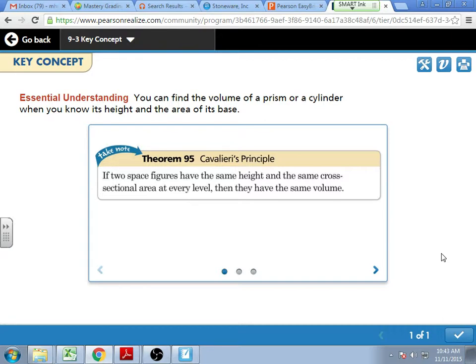So, this Cavalieri's principle. I always say that wrong. Cavalieri's principle states that if two space figures, meaning three-dimensional objects, have the same height and the same cross-section at every level, they must have the same volume. So the cross-sectional area is like when you slice through something.